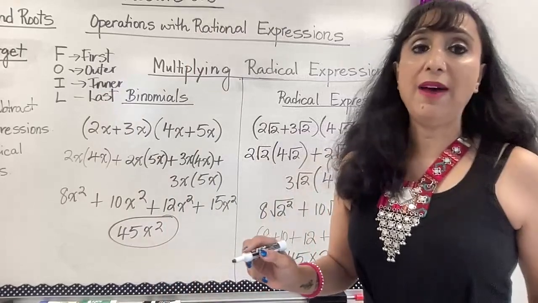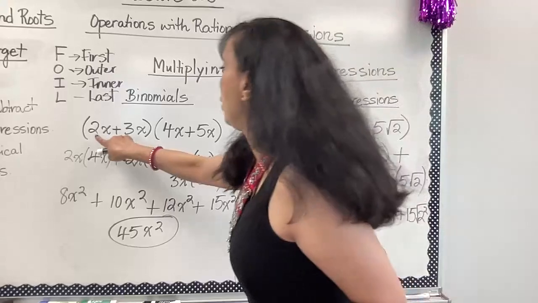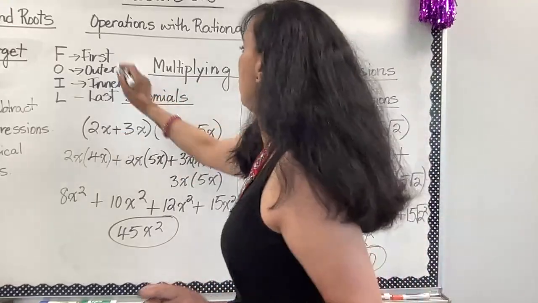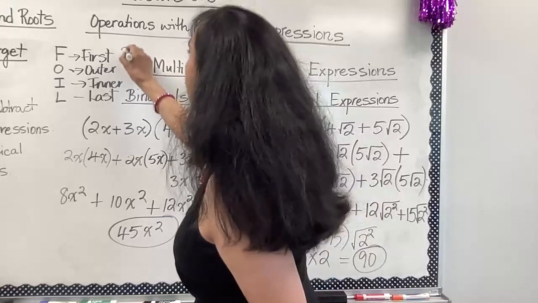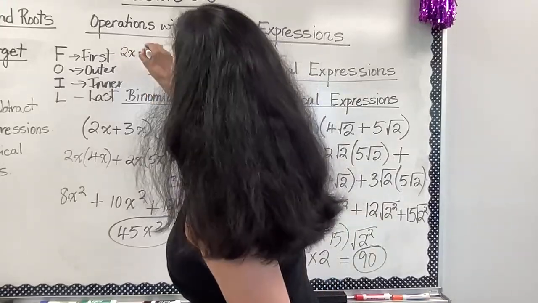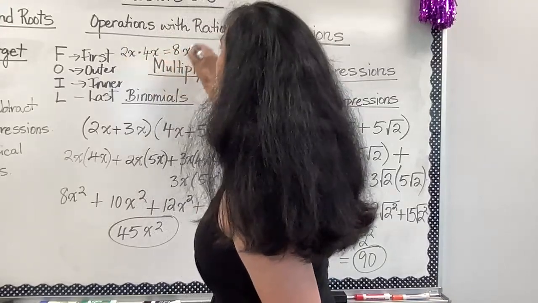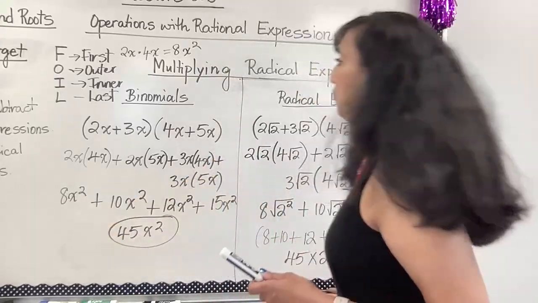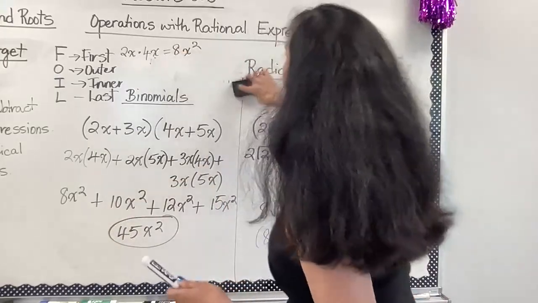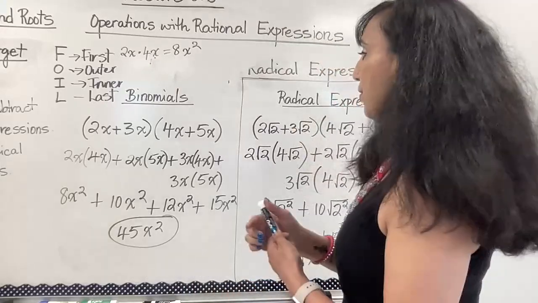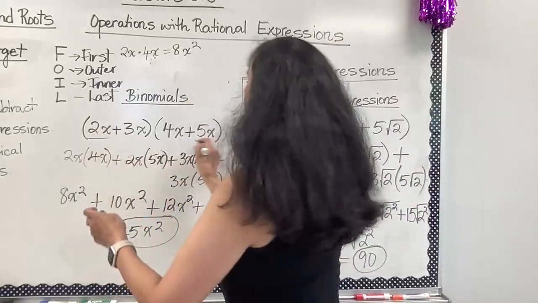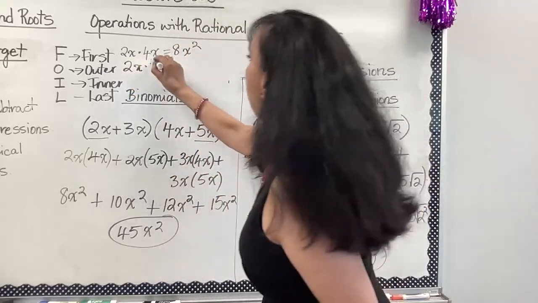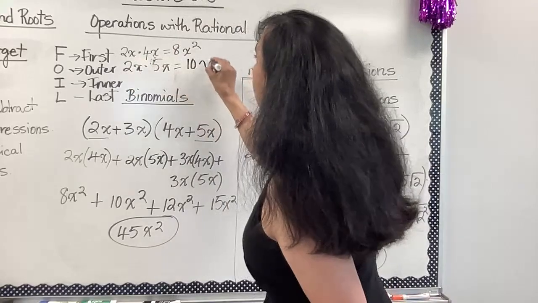Okay, so if I was doing the first ones, it is 2x times 4x. What does that give me? So I'm just going to write it over here. So we have 2x times 4x, and I get 8x squared. Okay, look. Then we have, let me just remove this so I can show you. All right, then we have outer. Outer is what? This and this. That's the outer, okay? So we have 2x times 5x, and that gives me 10x squared.